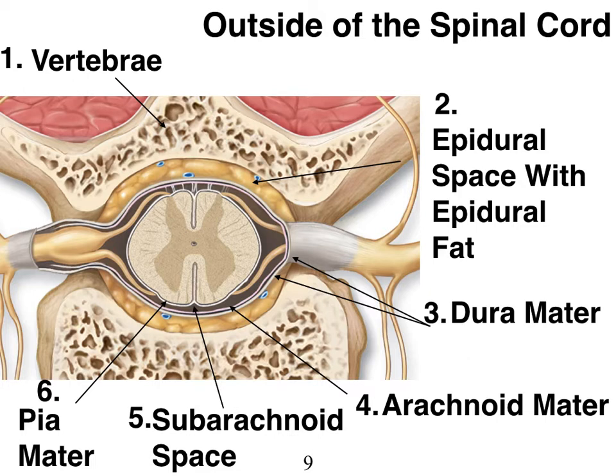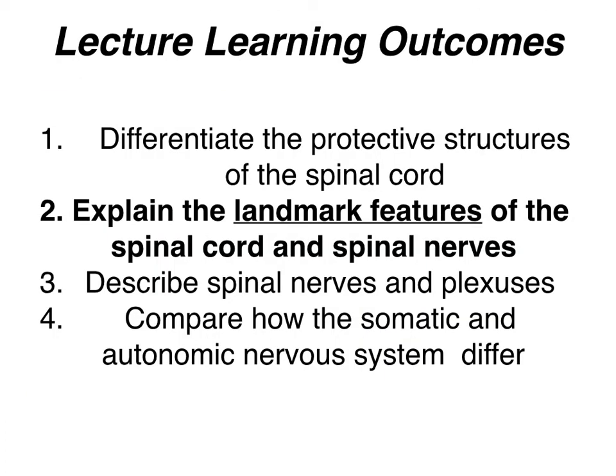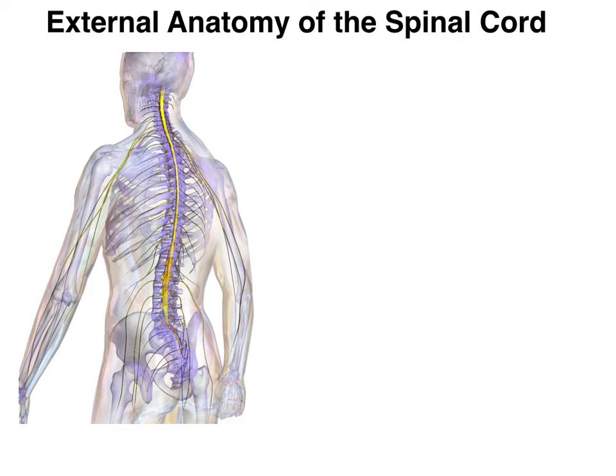Now, we're going to talk about the spinal cord looking at several landmark features, and also we'll be going into the structure of spinal nerves in general, since it's so closely related to the spinal cord. So first, looking at the gross anatomy of the spinal cord. In this animated picture, you can see that the spinal cord extends from the inferior aspect of the skull all the way through the vertebral column.